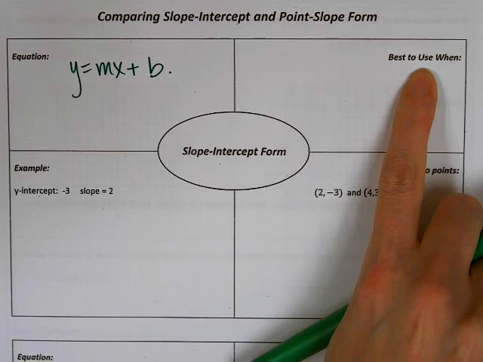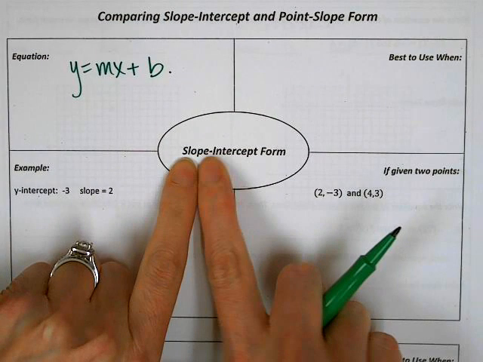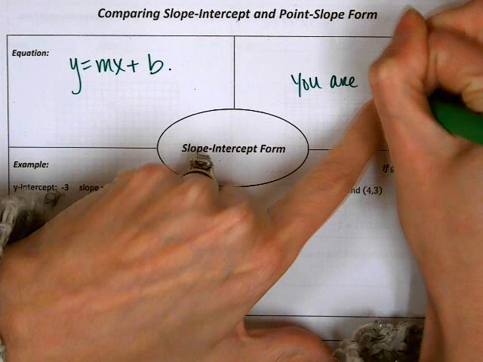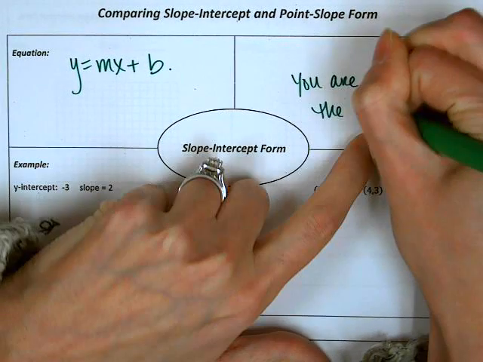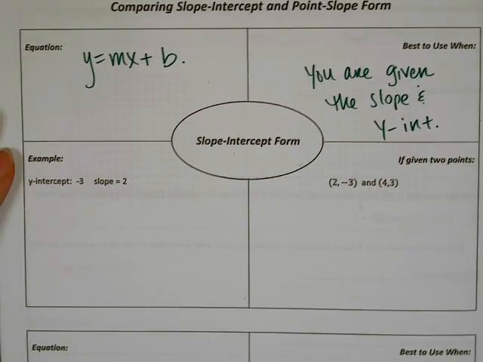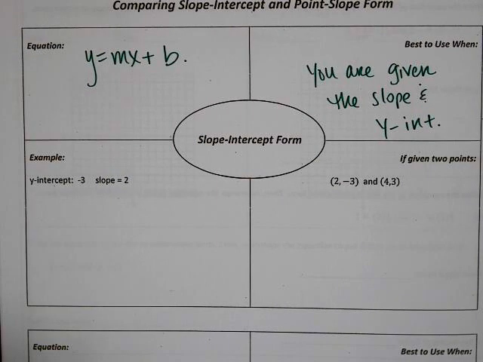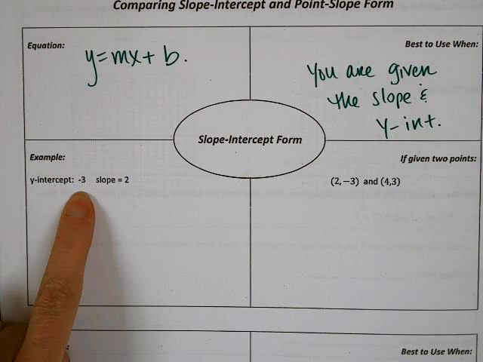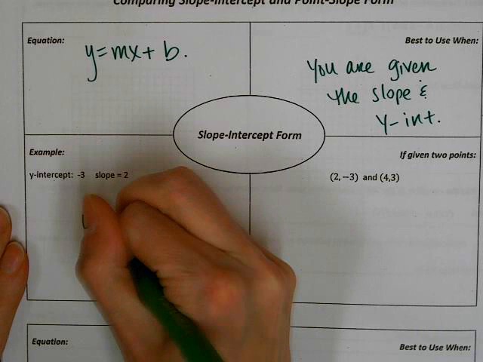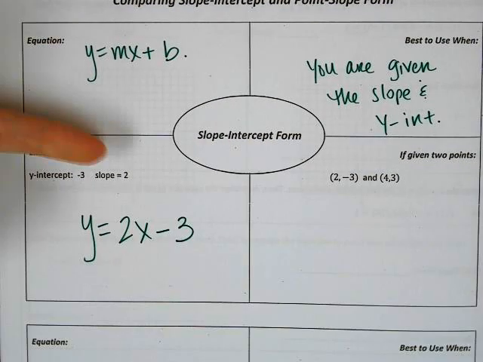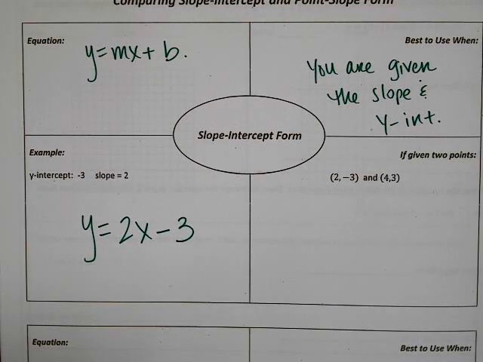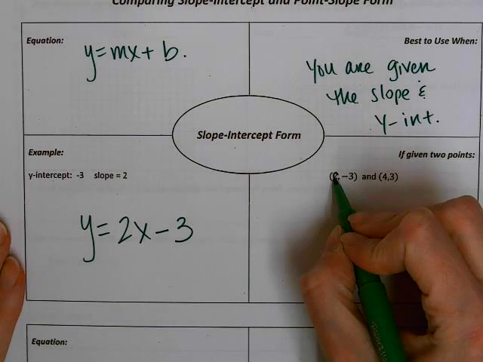Well, not to sound silly here, but you use it when you're given the slope and the y-intercept. So it's best to use when you are given the slope and the y-intercept, because then it's really easy to use slope-intercept form. Kind of obvious. So an example here: if they give you the y-intercept and they give you a slope, you're going to use slope-intercept form, right? And it's going to be y equals mx plus b, where the slope is the m and the y-intercept is the b. And this one actually has a typo. This 2 should be a 0. Please change that.